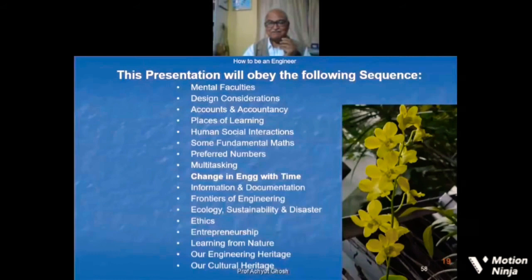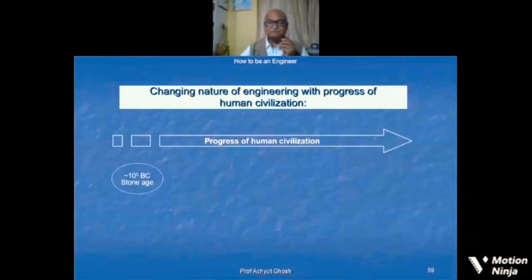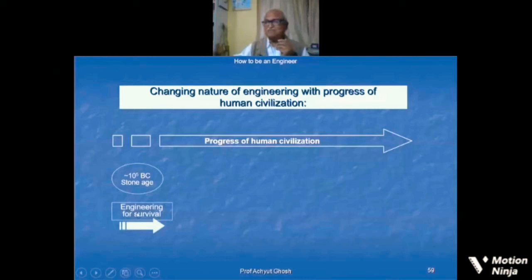Next. Change in engineering with time. When you look at engineering, what is engineering? What does it serve? What purpose does it do? That changes with the epoch, with the time. You see the progress of human civilization, and then what is happening? In the Stone Age, engineering was for survival. Our stone tools, we put sharp edges by sharpening, and that is engineering.